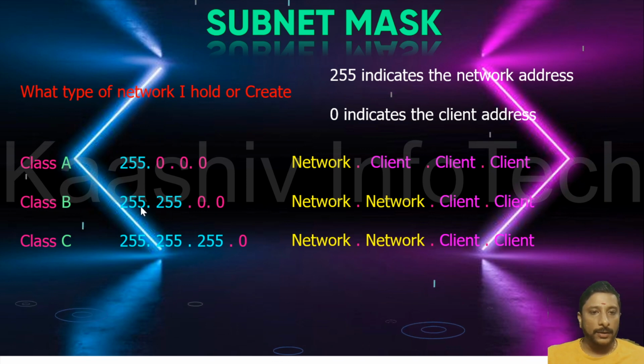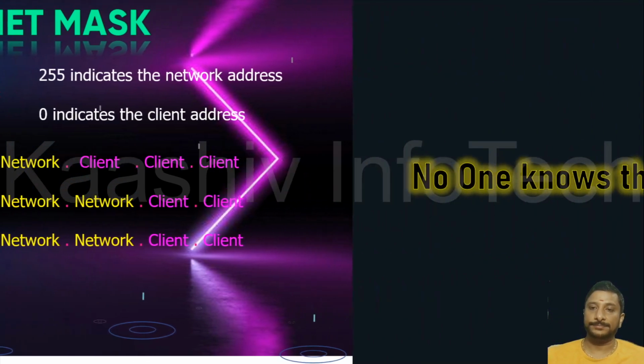Sir, I want this much network, sir, and this much client, sir. Class B. Sir, I want this much network, sir. Oh, this one is wrong. This one is also network, and this much client, sir. Then it is called class C. Over here the 255 indicates the network address and 0 indicates the client address. This will be used in identifying what kind of IP address this is.